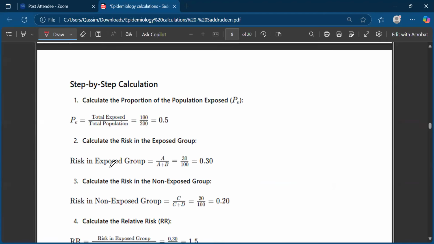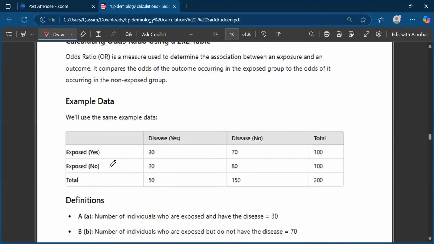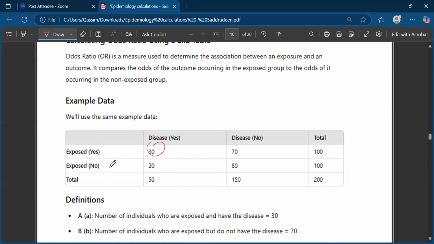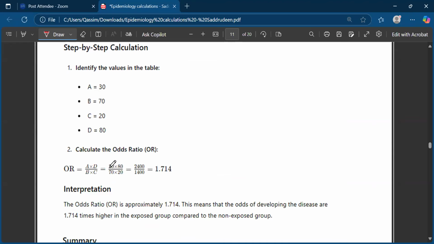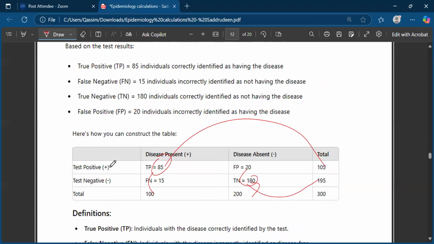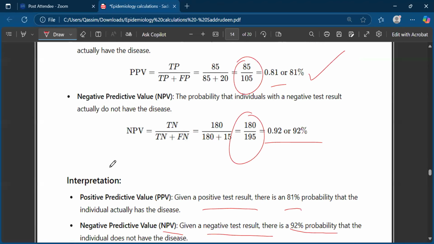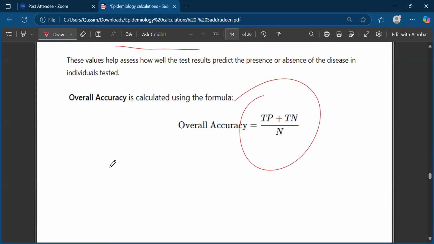And then I showed you how to calculate the attributable fraction. The attributable fraction, basically you just take the absolute risk, also known as the risk difference, over the risk in the exposed. Then we saw the odds ratio, where we were calculating 30 times 80 over 70 times 20. Then we came now to sensitivity and specificity. I showed you how to calculate it. Sensitivity, specificity is the only time where we go down. And then positive predictive value, negative predictive value, we go across. And then we talked about accuracy of the test, which means you just take the true positive and the true negative divided by n. So I think we have come to the end.